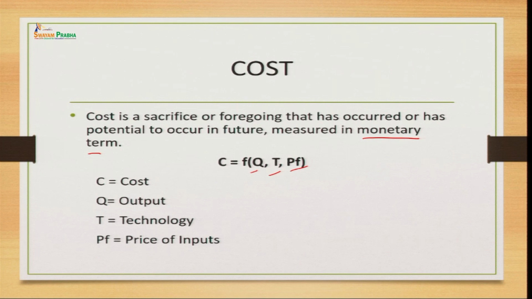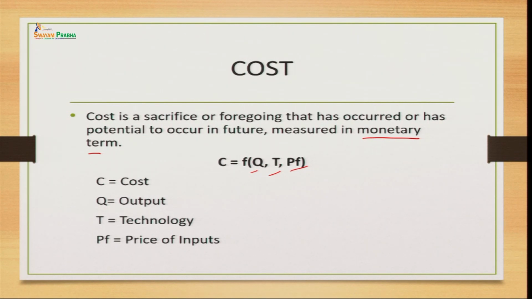So, cost is affected by the quantity of the commodity, cost is also affected by the technology, right, the better the state of technology, the lesser will be the cost. And then we have the price of inputs, definitely if the input prices are high, cost will also be higher, right. So, cost basically depends on different factors. These are the most important factors which affect the cost of the commodity.